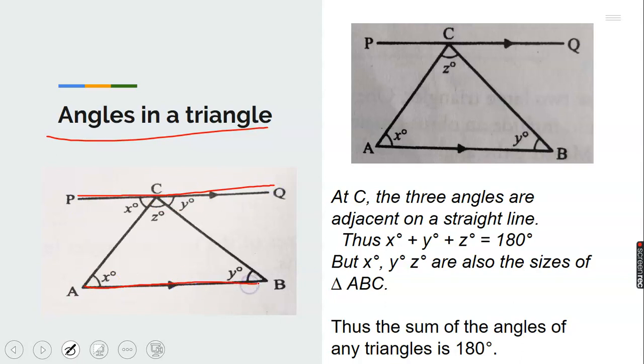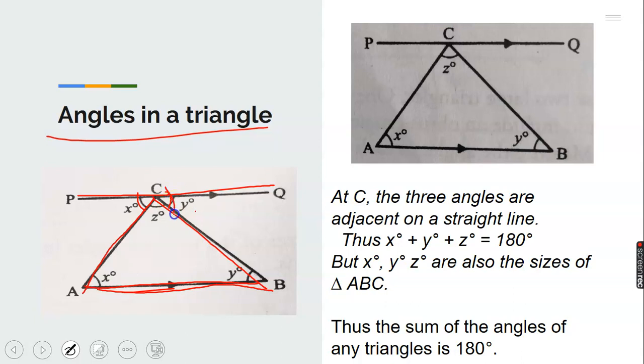These two are parallel. Now, the angle here is y degrees, the angle here is z degrees, x degrees, and the angle here is z degrees. You can form a triangle from there. That is, we can also formulate an angle from there to calculate the sizes of this triangle in this figure.